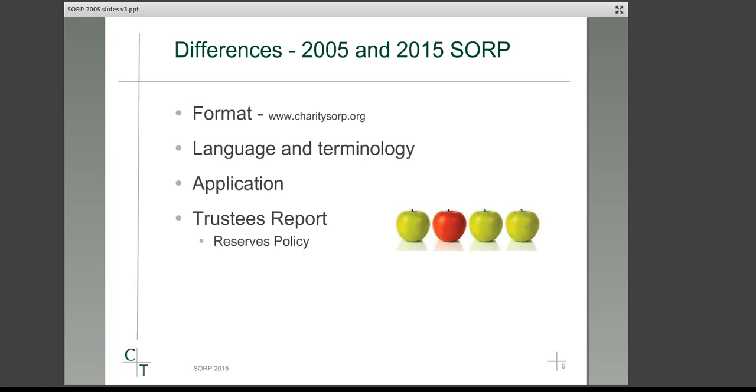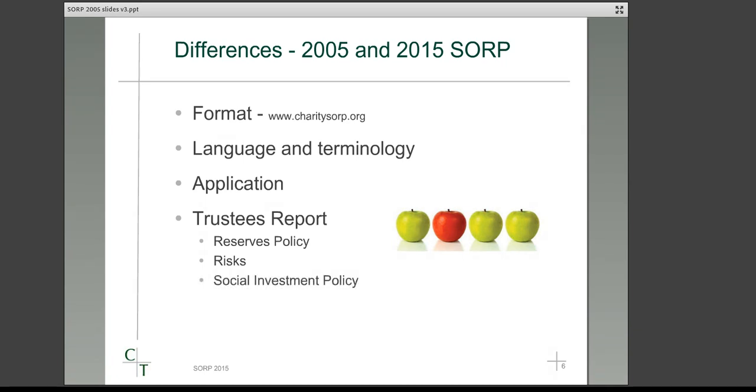There are additional requirements for larger charities in the Trustees Report, and the first of these relates to risks. You have to set out in your Trustees Report the principal risks and uncertainties that the charity faces, and also your plans and strategies for dealing with those risks.